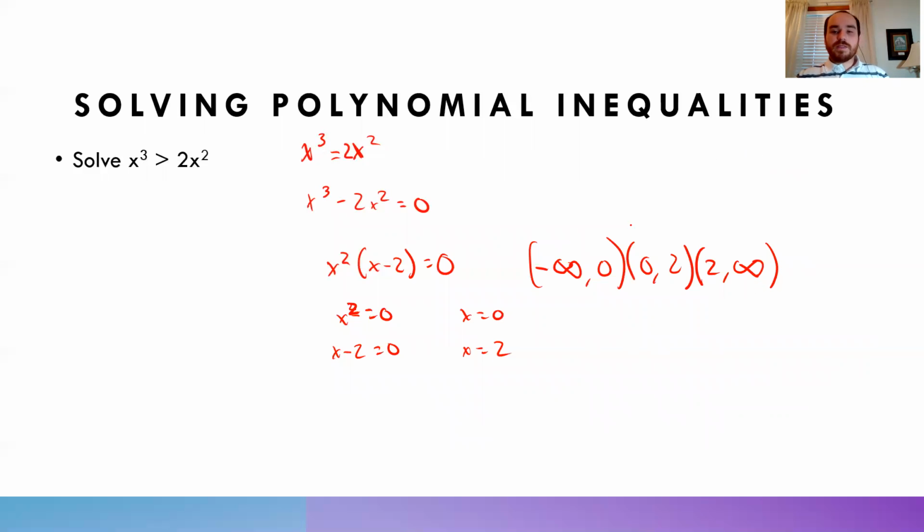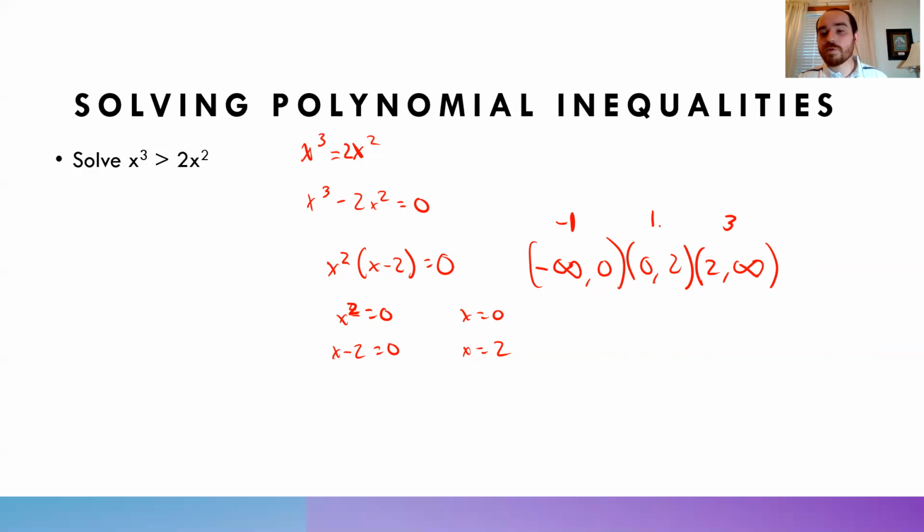Okay, then we want to pick test values for each interval. The book suggests making a table of these. I don't really see how that's any easier. If it is easier for you to make a table, go for it. Personally, I don't think that. I think that honestly just adds extra steps, so I'm not going to bother with it.